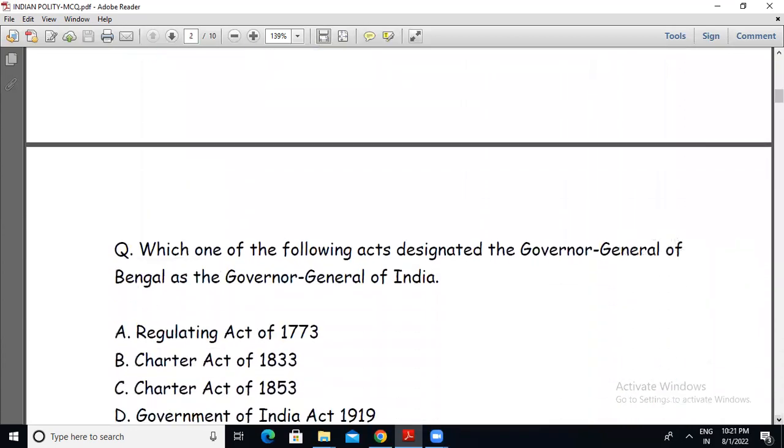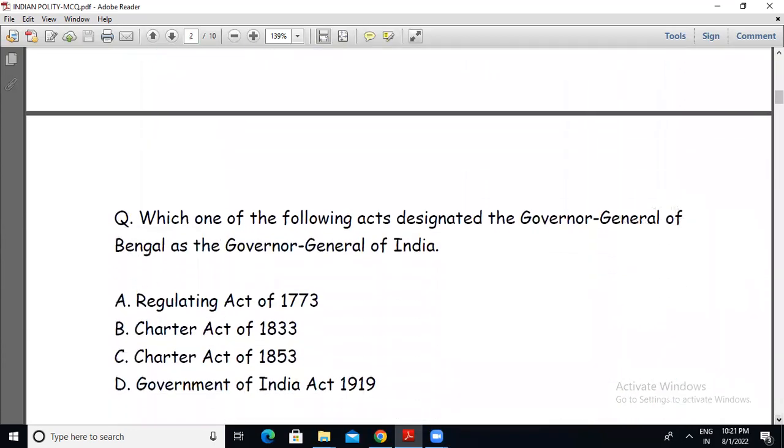Now coming to the second question, which one of the following acts designated the Governor General of Bengal as the Governor General of India? Earlier we saw the Governor of Bengal was made Governor General of Bengal by the Regulating Act of 1773. But now concentrate on the question. The question is asking which act designated the Governor General of Bengal as the Governor General of India. So go through the options.